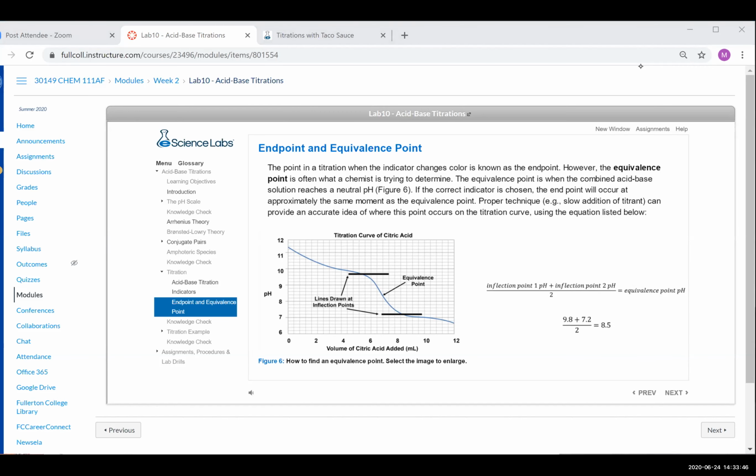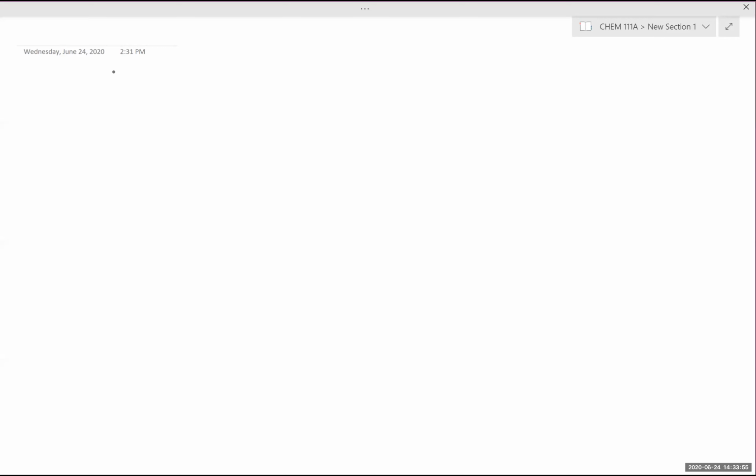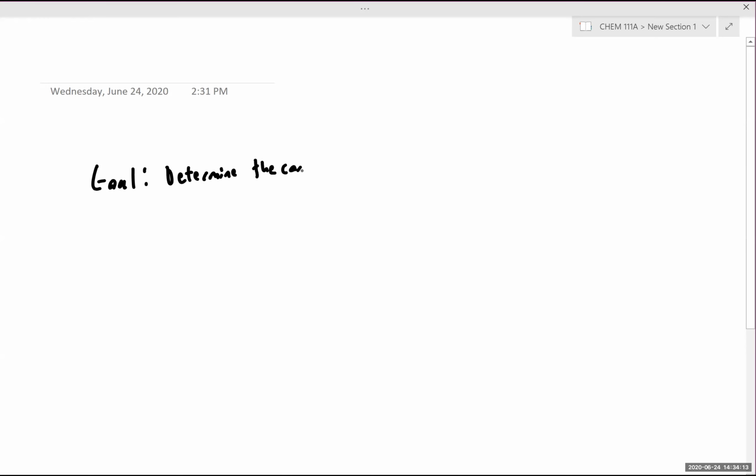Now let's talk more about how we can complete the goal of this experiment. What is our ultimate goal of the experiment? How is our data going to help us accomplish that goal? And how do we process that data? So our goal, what we're trying to determine in today's experiment that we just performed, is to determine the concentration of acetic acid, which is CH3CO2H, in taco sauce via titration.